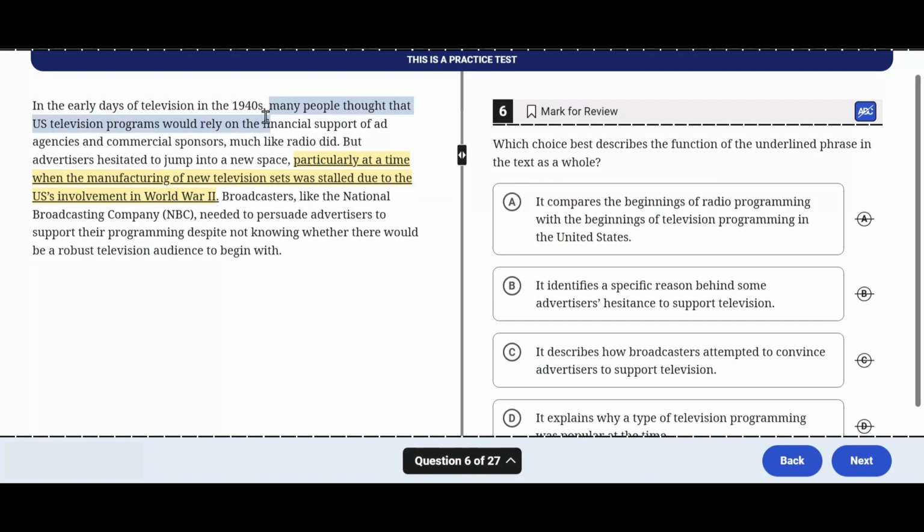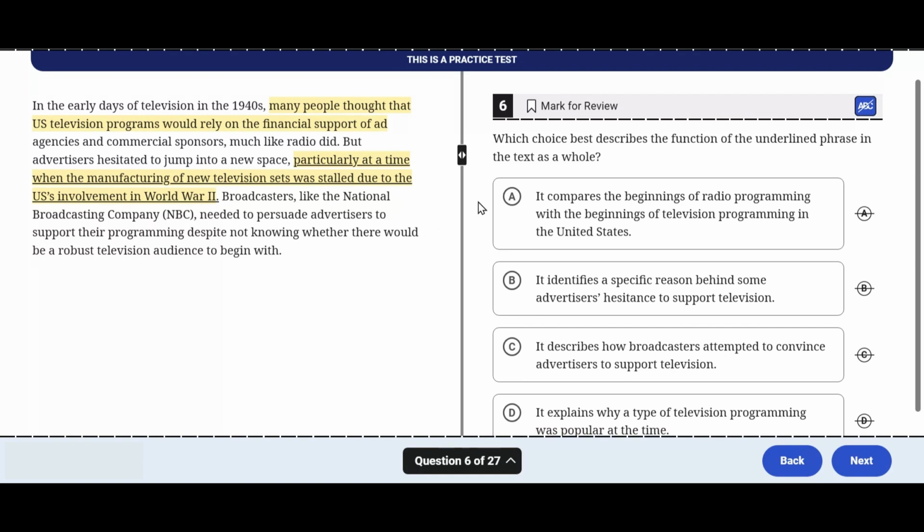Many people thought that U.S. television programs would rely on the financial support of ad agencies, but because of World War II, according to the underlined sentence, broadcasters, or the ad companies, were kind of hesitant to jump in. So they needed to figure out a way to fix this problem. This sentence is kind of the original problem that these television programs were running up against. They needed to find a way to solve it. So let's go ahead and look at the answers.